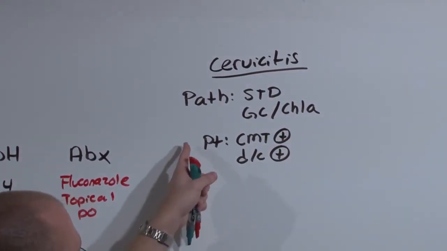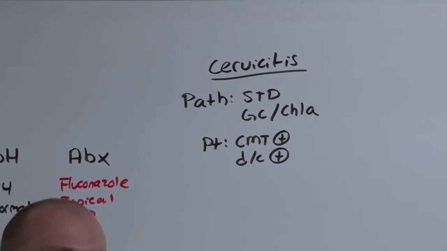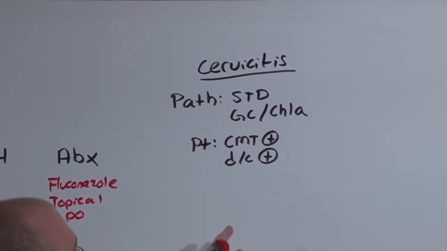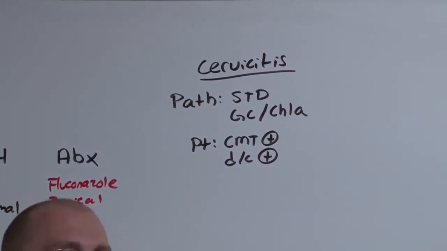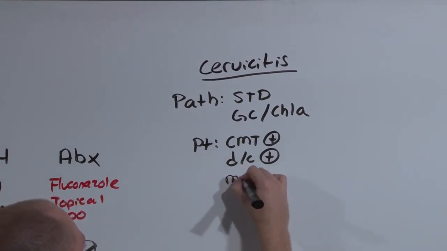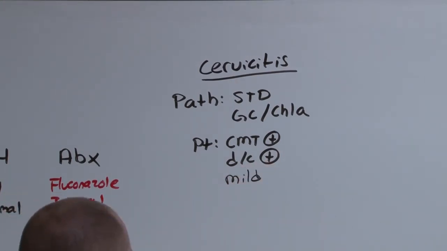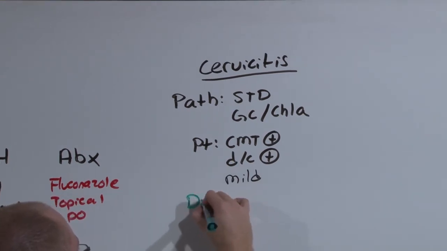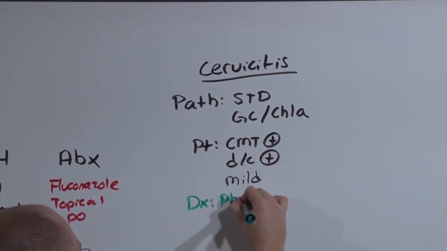But unlike in acute PID, it's not so severe that there's a fever or leukocytosis. There's no abdominal pain. She may feel a little bit of pain with sex, but unless you did the exam, she may not even know she had an inflammation of her cervix. So it's fairly mild. The diagnosis is made on physical exam.